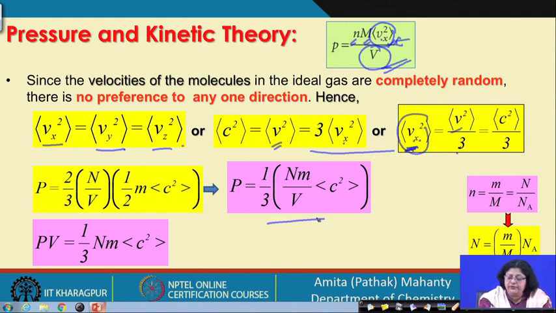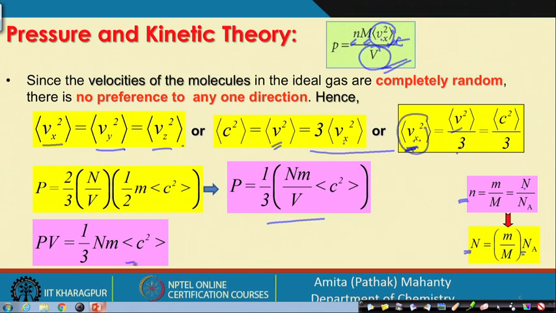Have a look at this. What are we substituting? We are substituting n equal to the mass of the molecule divided by the molar mass, or it can be represented by the total number of molecules divided by the Avogadro number. So, if I represent n by the total number of molecules divided by the Avogadro number and substitute in this, what do I get? The total number of molecules is nothing but the mass of the molecule divided by molar mass into the Avogadro number. So, if I substitute this here, I get the expression.